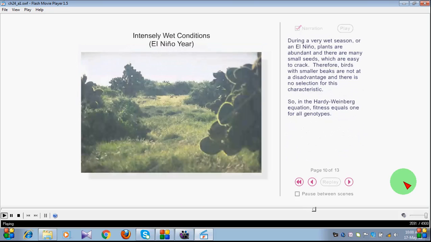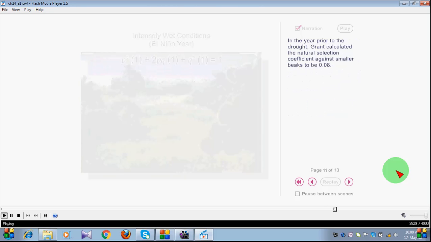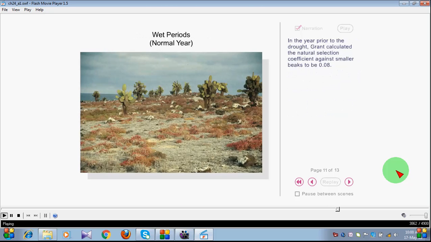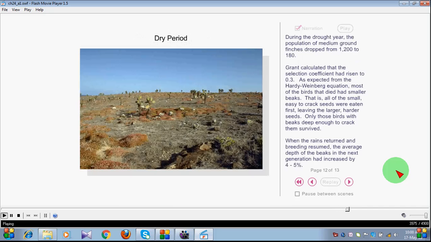During a very wet season, or an El Niño, plants are abundant and there are many small seeds, which are easy to crack. Therefore, birds with smaller beaks are not at a disadvantage, and there is no selection for this characteristic. So, in the Hardy-Weinberg equation, fitness equals 1 for all genotypes. In the year prior to the drought, Grant calculated the natural selection coefficient against smaller beaks to be 0.08. During the drought year, the population of medium ground finches dropped from 1,200 to 180. Grant calculated that the selection coefficient had risen to 0.3.